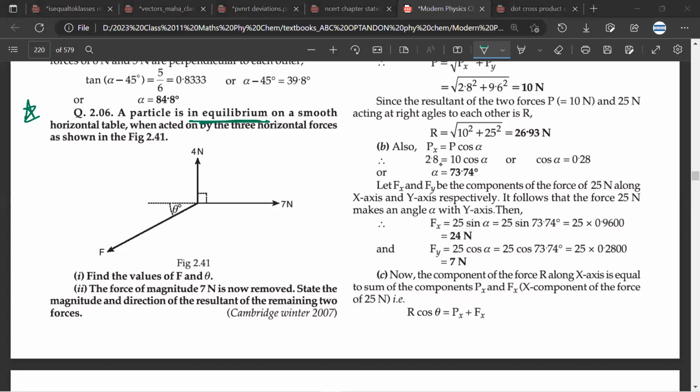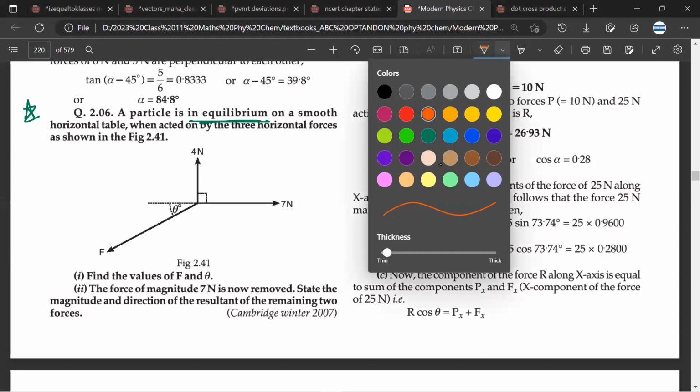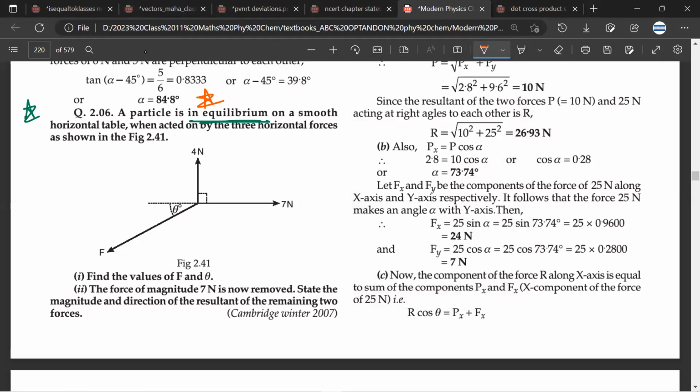So a particle is in equilibrium. The critical thing that we need to underline is it is in equilibrium on a smooth horizontal table when acted on by three horizontal forces as shown. So what is the meaning of this word equilibrium?